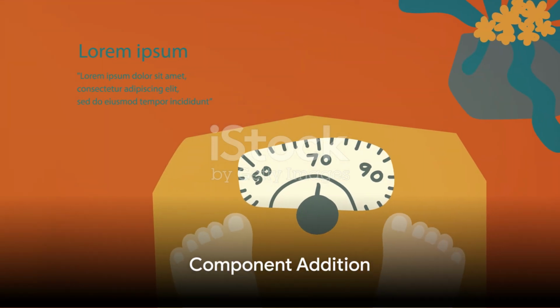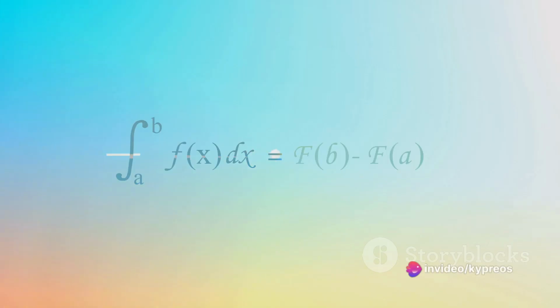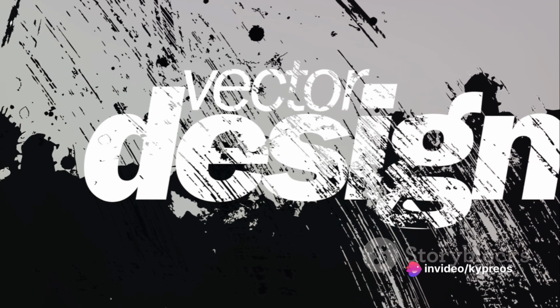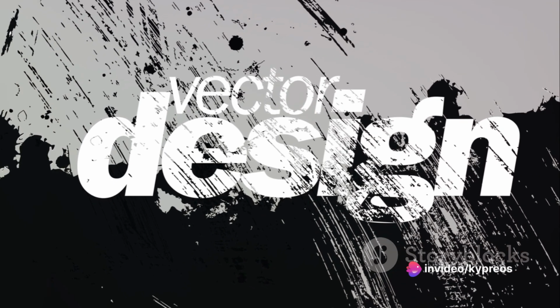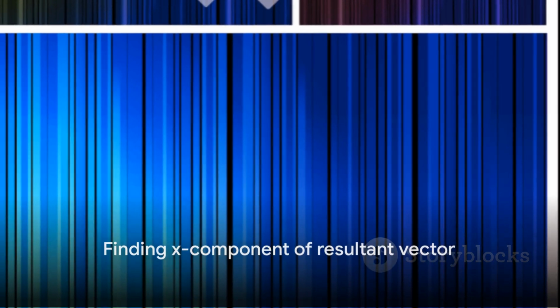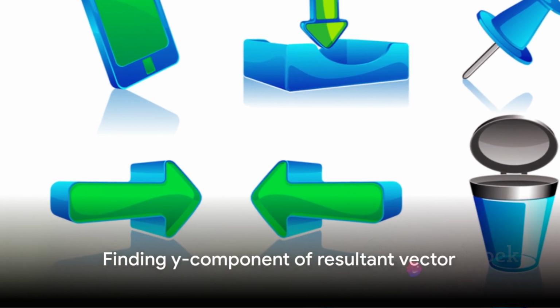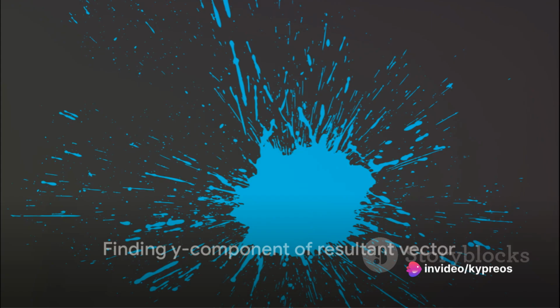Now let's move on to the second method, component addition. This method involves a bit of math. Write down the x component and y component of each vector. To find the x component of the resultant vector, add the x components of each vector. Do the same for the y components to find the y component of the resultant vector.